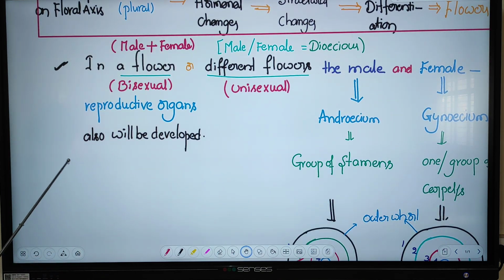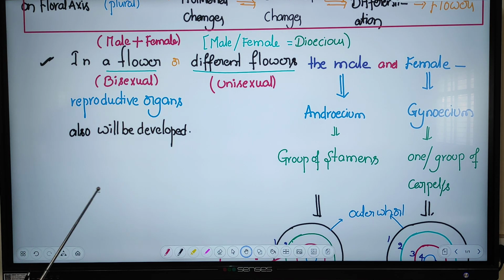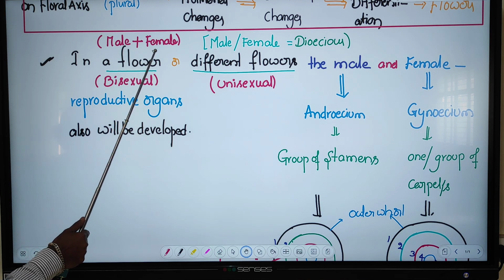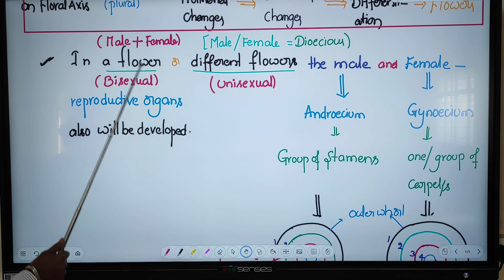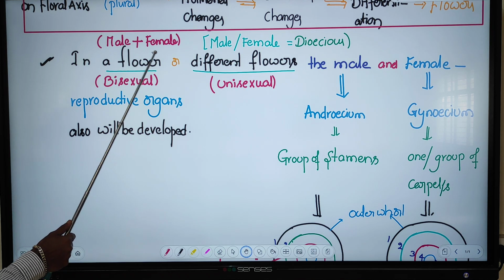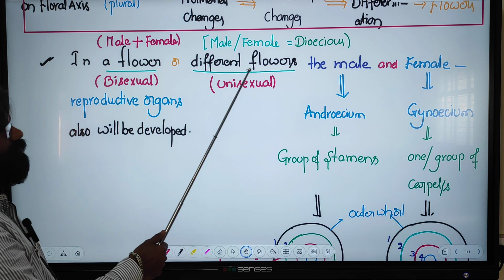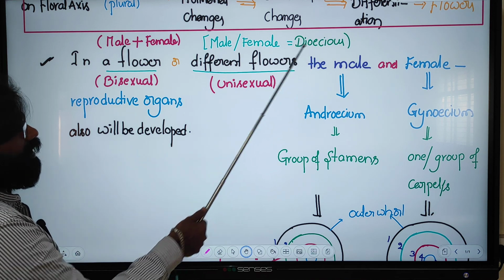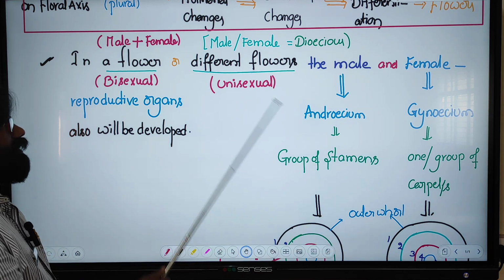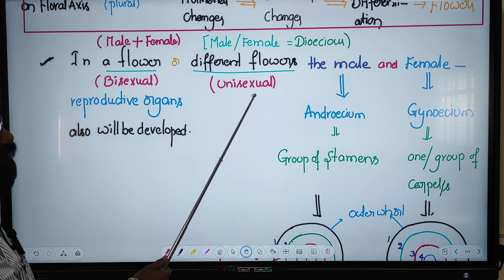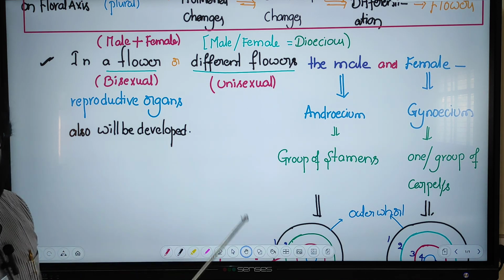Next, come to the point. In a flower, or in different flowers, the male and female reproductive organs also develop. In a flower means a bisexual flower, where both male and female are present. If one flower has both male and female reproductive organs, then it is called monoecious. Different flowers means the male organ is in one particular flower and the female reproductive organ is in another flower. That kind of flower is nothing but a unisexual flower, and this condition is called dioecious.